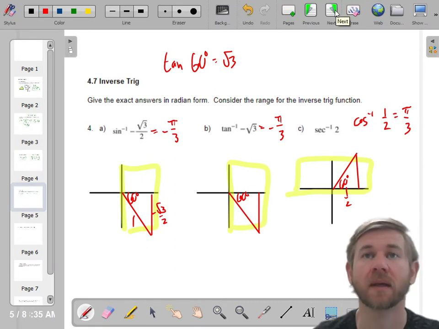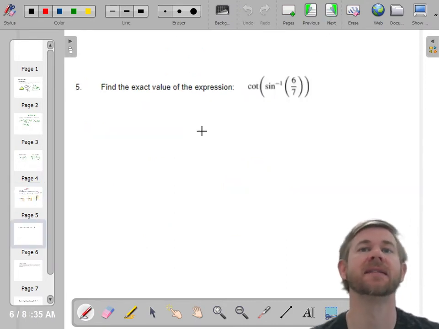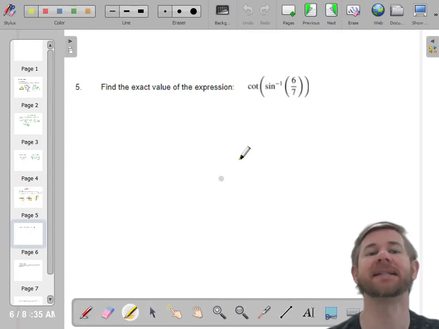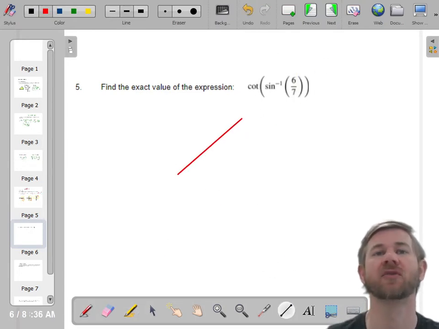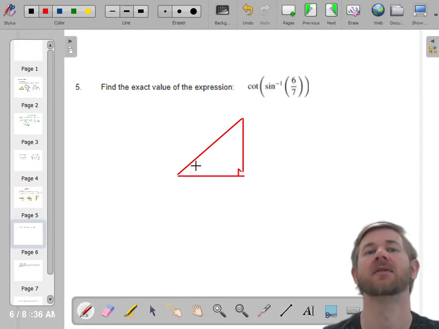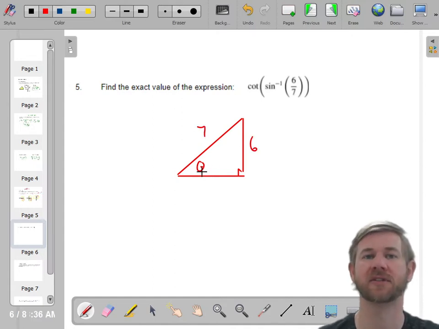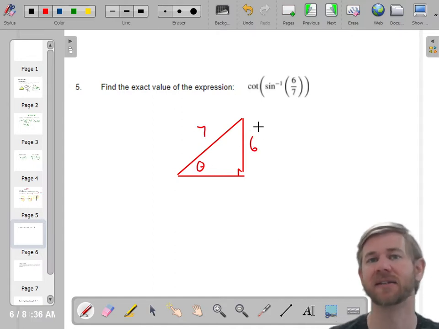What else you got? Find the exact value. Okay, so here's one where I see 6 over 7. I'm like, that's not on the unit circle. Let's draw a helper triangle. I'm just going to draw a triangle whose sine, so this is my theta. The sine is 6 over 7. They're saying that the sine of this angle is 6 over 7.